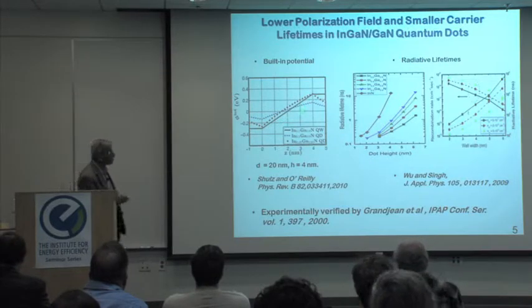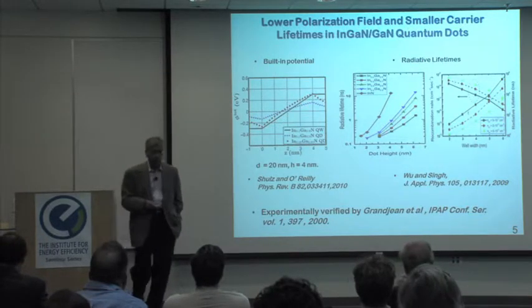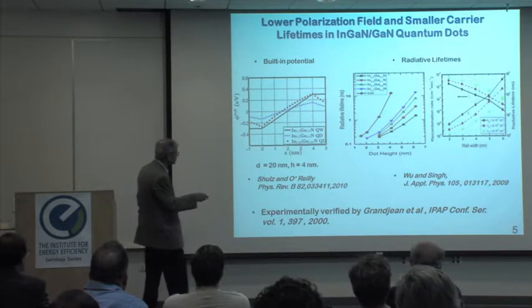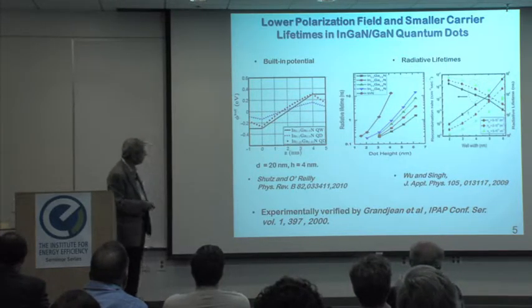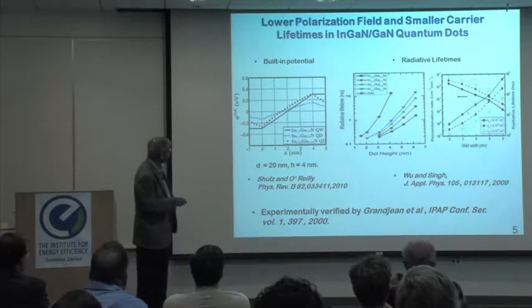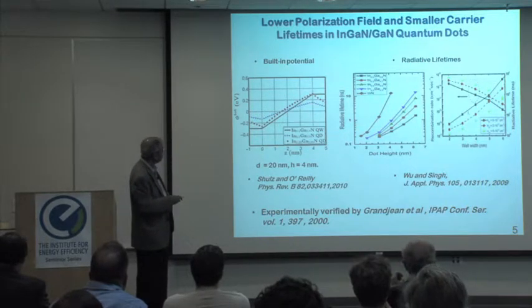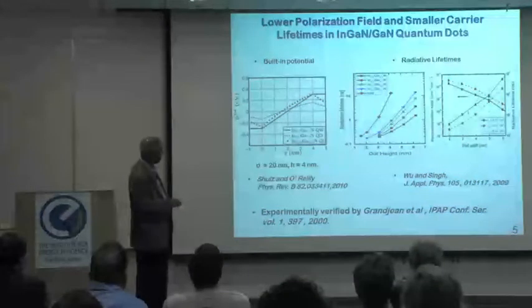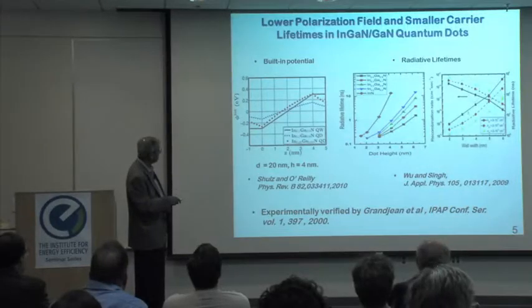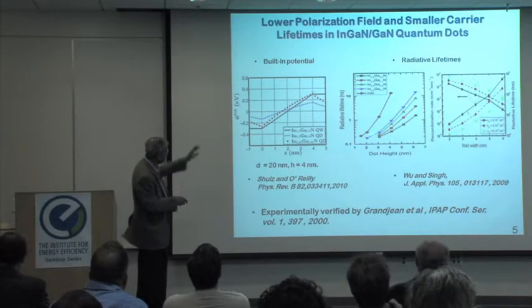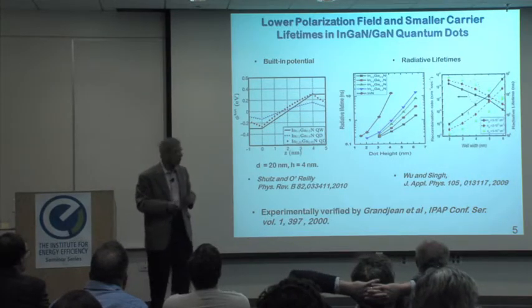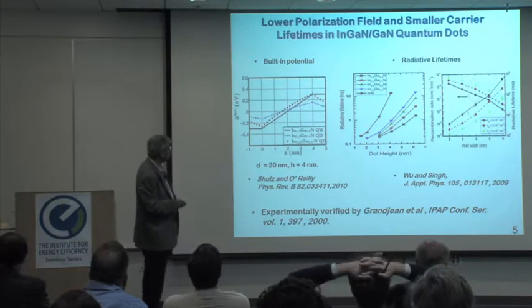And this is because the self-organized dots form by strain relaxation. These are calculations by my former colleague Jaspreet Singh and his group, where they calculated the radiative lifetimes for dots of different composition and different size, namely the dot height. You can see how they vary with composition and height, and mainly the difference is brought about by the overlap or lack of overlap of the electron and hole wave functions.